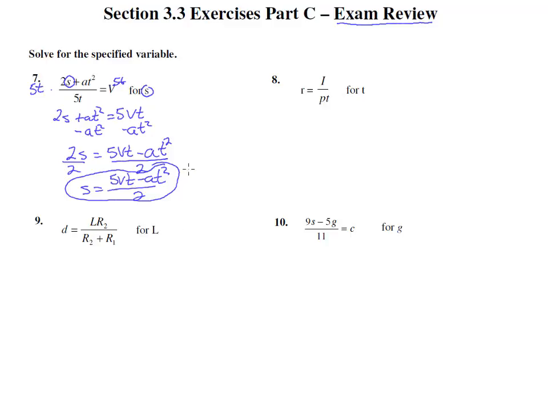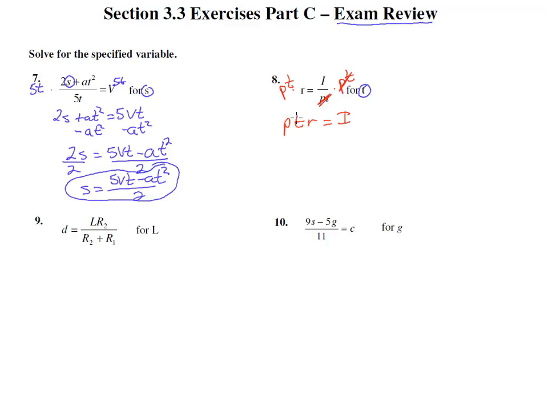Alrighty, number 8. R equals I over pt, and we've got to get t by itself. So first, let's get rid of any fractions we may have by multiplying by that least common denominator. There we go. So we have ptr equals I. That pt on the right-hand side just canceled.